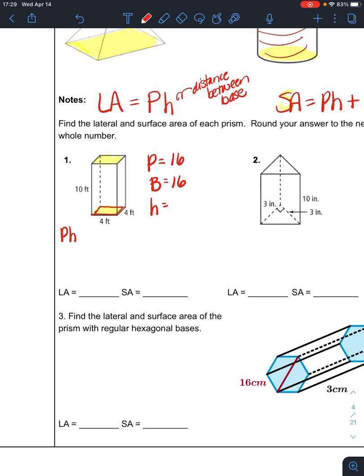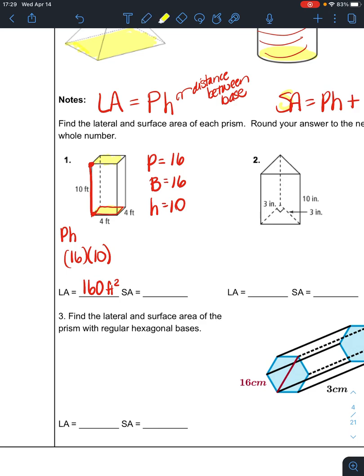And then H is the distance between the 2 bases. So for the distance between the 2 bases, pick a vertex and connect them. That's your H, okay? So my H is 10. Now I have everything I need to use the formulas. I do the perimeter, which was 16, times the height, which is the distance between the 2 bases, which is 10. So my lateral area is 160 feet squared. Now for my surface area, what I want to do is add the 2 bases.